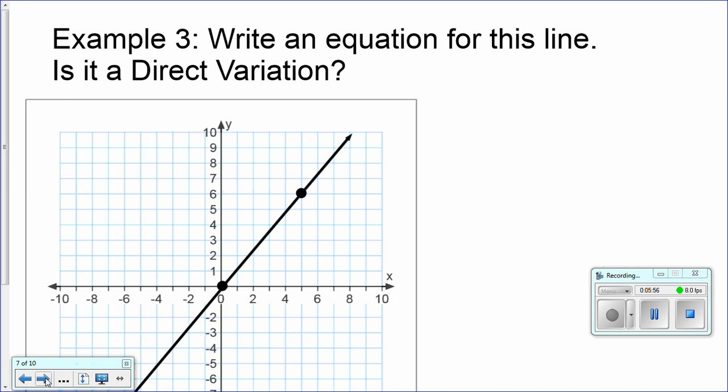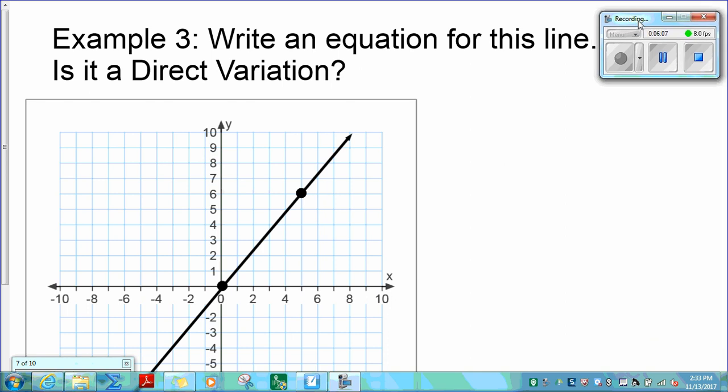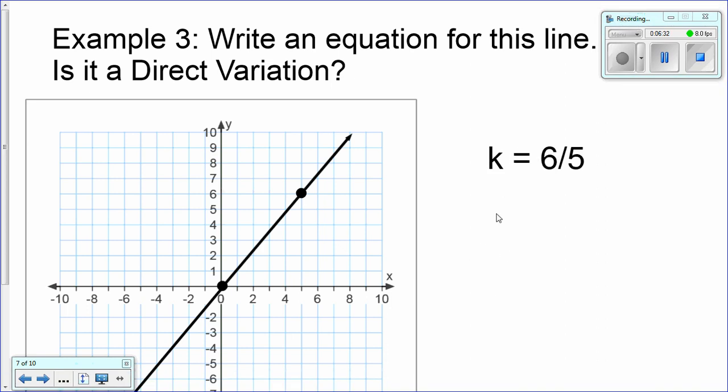So example 3 is we write the equation for the line when it's direct variation, okay? So basically, when we have direct variation, you know it's direct variation because it's a line going through the origin. That's how you can tell it from a graph, okay? So I'm going to move this guy in the corner. So basically what we're doing is we are finding, you could do the slope, you can do that. Or instead, what you could do is you can just do the same way we find k, because that's all we need is k. We do y over x, so 6 over 5, and that's our k.